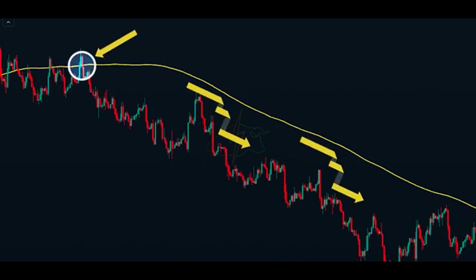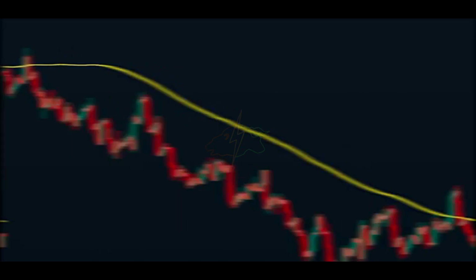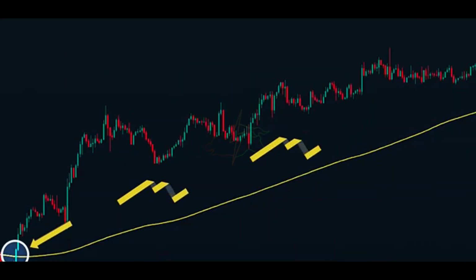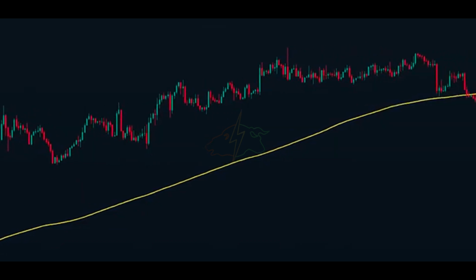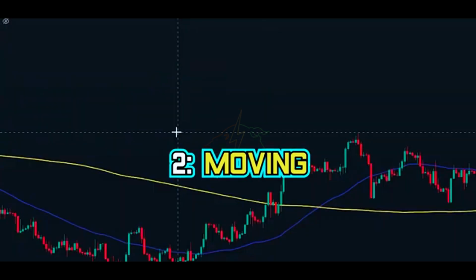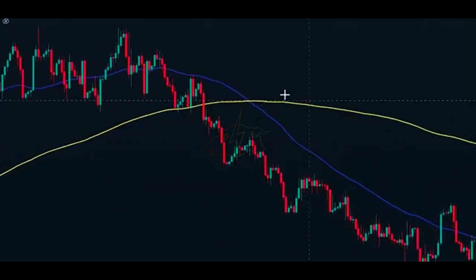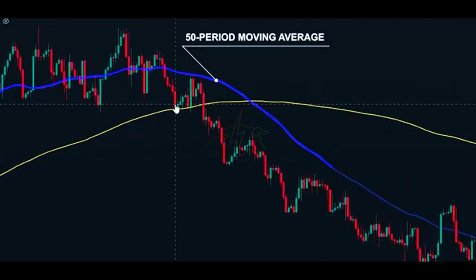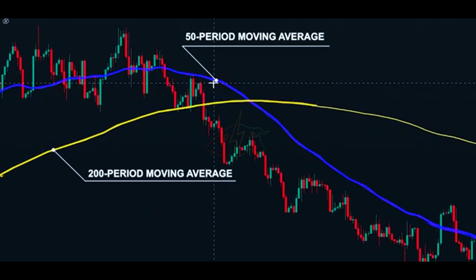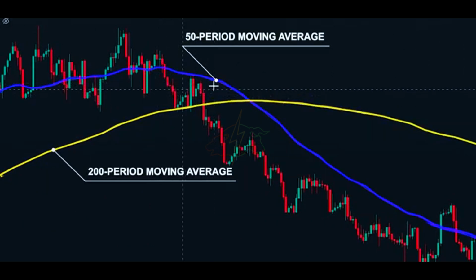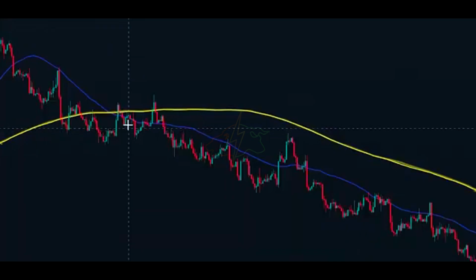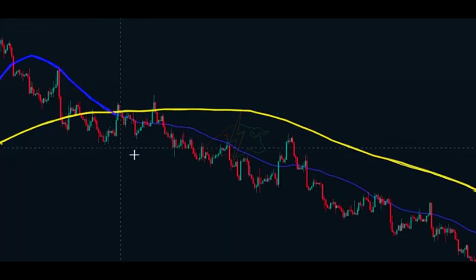2. Moving average crossover. Crossover using 2 moving averages with different periods like the 50 and the 200 EMA helps identify trend reversals. A crossover where the smaller moving average crosses below the larger one suggests a bearish reversal, while the smaller moving average crossing above the larger moving average suggests a bullish reversal.